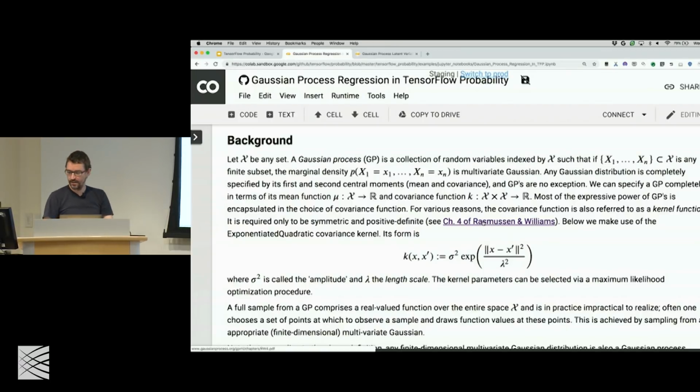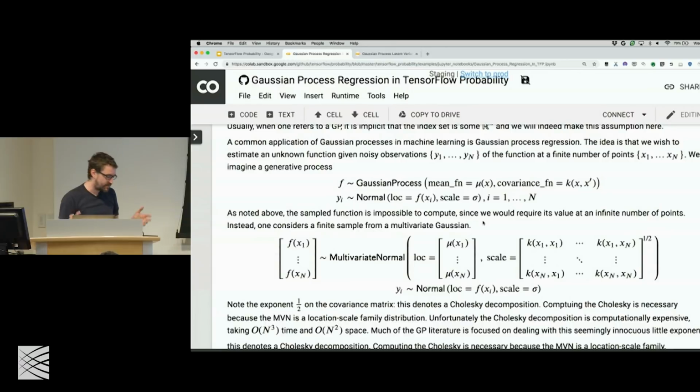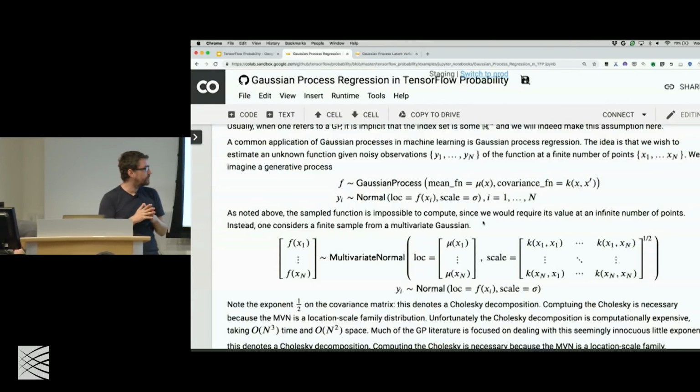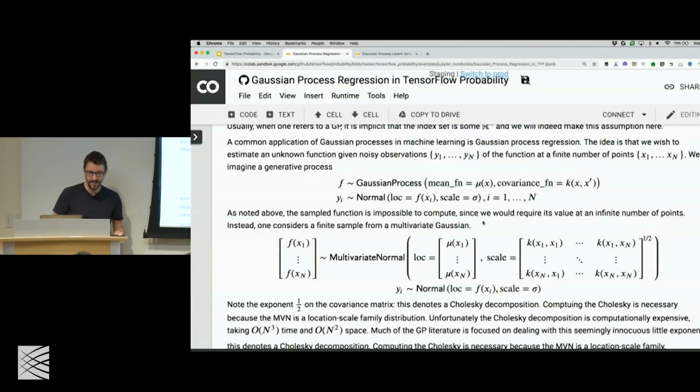Down here there's code that we'll go through, but the idea with Gaussian processes, right, is to take an infinite dimensional generalization of a Gaussian distribution.